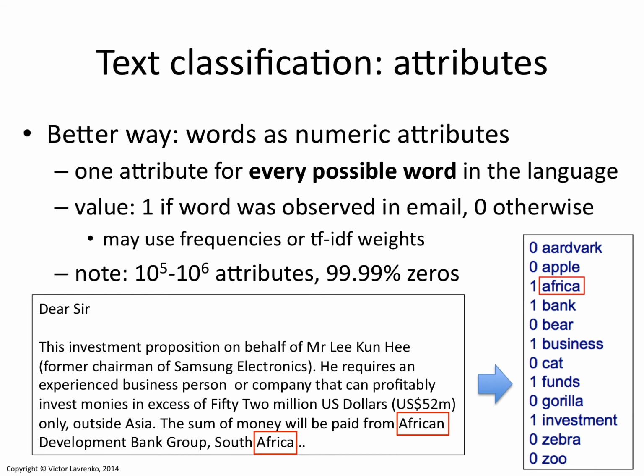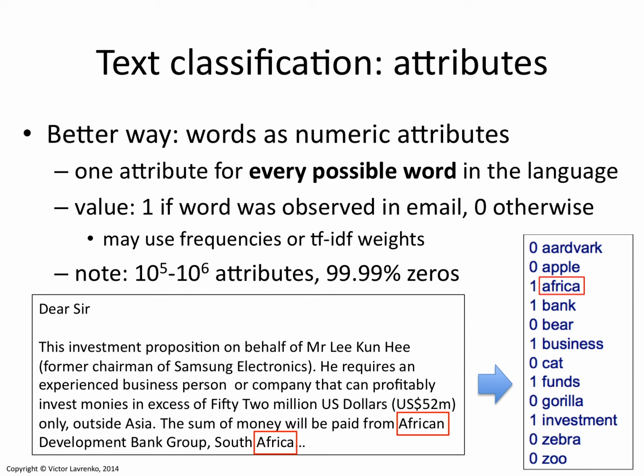Now, we have a lot more attributes. We have one attribute per vocabulary entry, but these attributes are binary. They're only 0 or 1. They tell you, did the word occur in the email or not? Okay. So, very different representation.